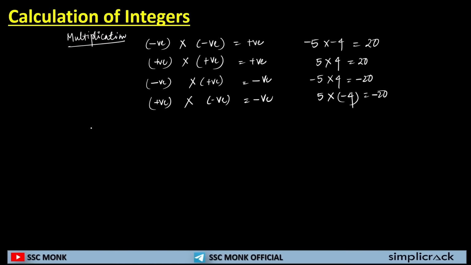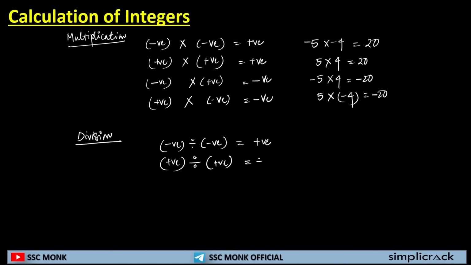Now if this is the case of division: in case of division, negative divided by negative will get us positive. Positive divided by positive will get us positive. Negative divided by positive will get us negative. Positive divided by a negative number will get us negative.